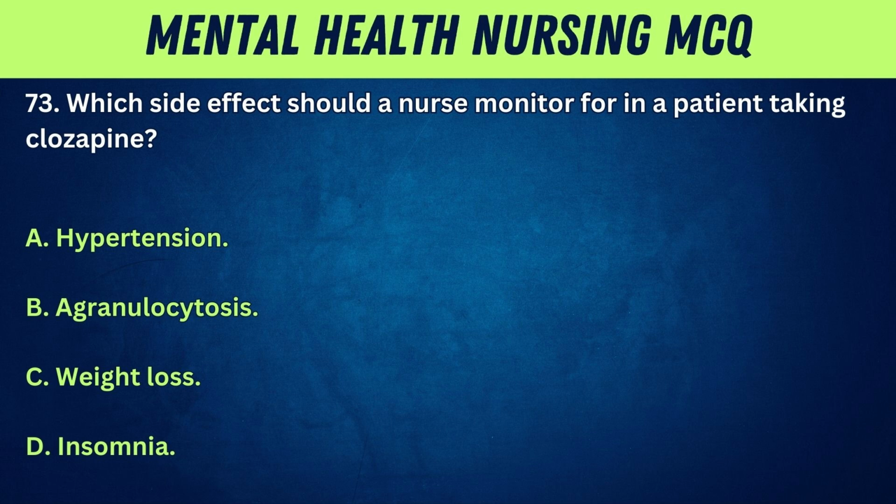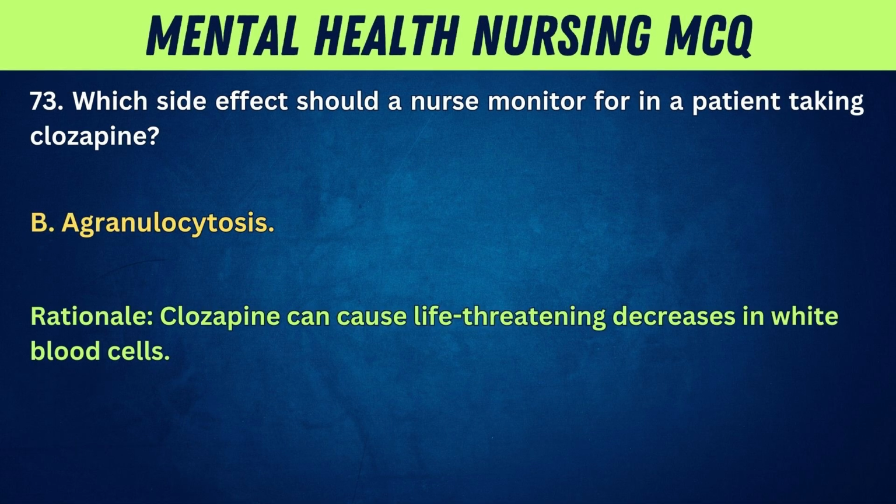73. Which side effect should a nurse monitor for in a patient taking clozapine? A. Hypertension. B. Agranulocytosis. C. Weight loss. D. Insomnia. Answer: B. Agranulocytosis. Rationale: clozapine can cause life-threatening decreases in white blood cells.